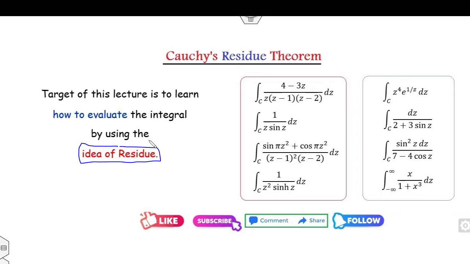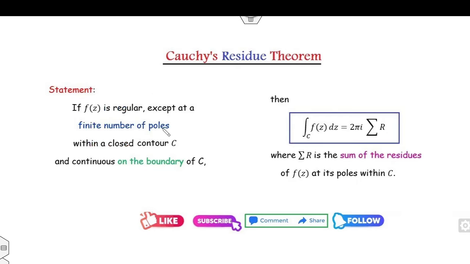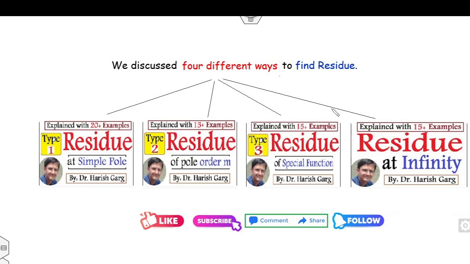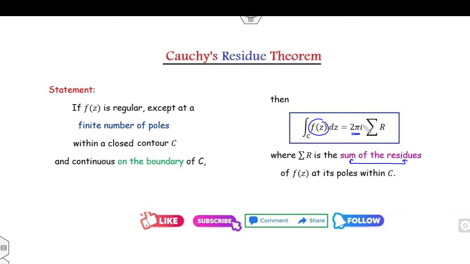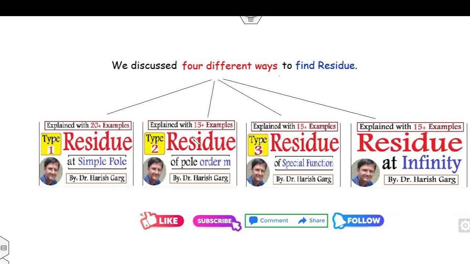How can you solve using the residue? We will use the Cauchy residue theorem, and the statement of the Cauchy residue theorem is that the integral of f(z) is defined as 2 pi iota times the sum of the residues. Now the big question is how you can find the residue of the function f(z). For that, I already explained the 4 different ways to find the residue of functions, so you must watch all these lectures. Once you compute the residues, you add them and you will get the answer of this problem.